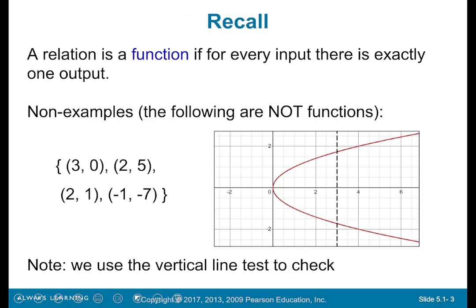So remember, from the very beginning of this course, we said a relation is a function if for every input there's exactly one output. So the following are not examples of functions. This first relation is not a function because the 2 repeats in the x place. Now this graph on the right is also not a function because it does not pass the vertical line test. It crosses the line at 2 places, so therefore it is not a function. So keep this in mind for today. To test if we have a function, we're using the vertical line test and no repeated inputs.